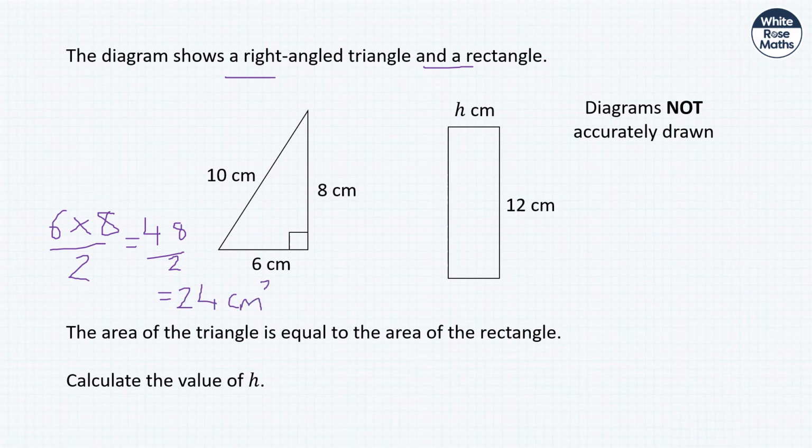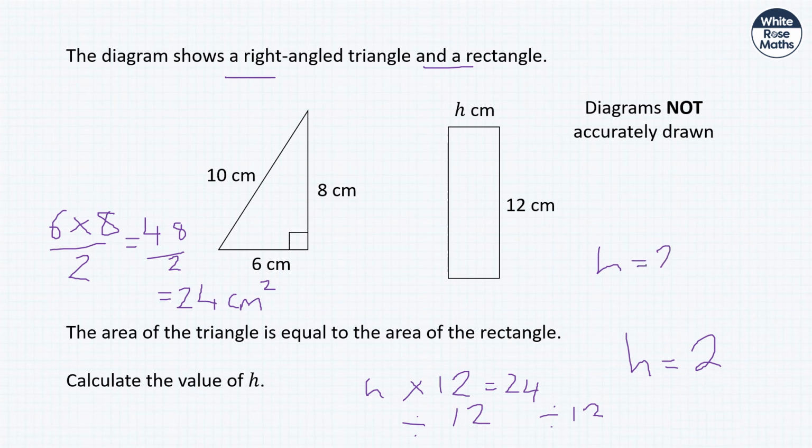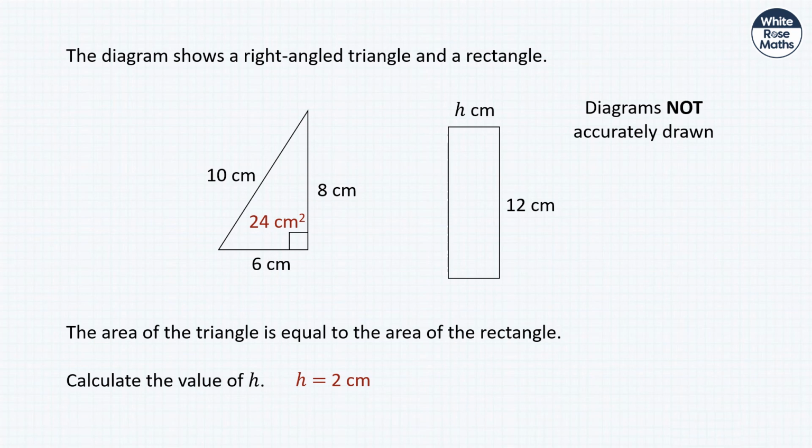So I can now say that H times 12 is equal to 24. Dividing by 12 on both sides, we get that H is equal to 24 twelfths, which is equal to 2, guys. So H is equal to 2. H equals 2 centimeters. There we go.